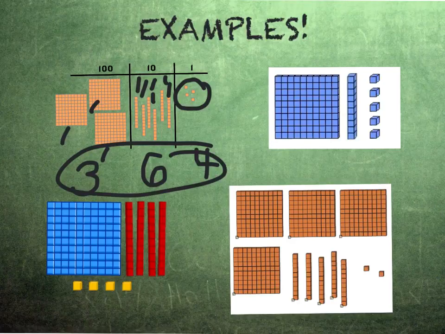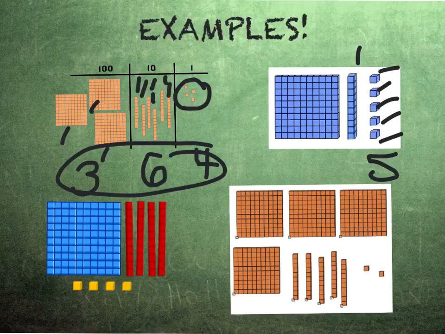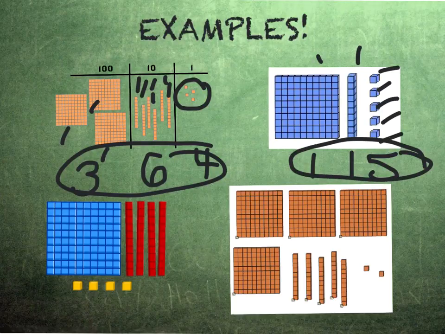Next example, we have 1, 2, 3, 4, 5 ones, 1 long, and 1 flat. So we know we have one group of 100, one group of 10, and 5 ones, so 115.